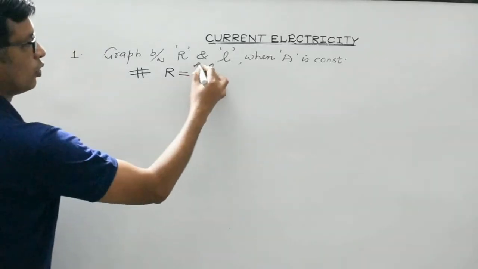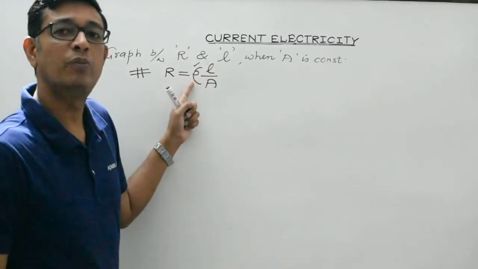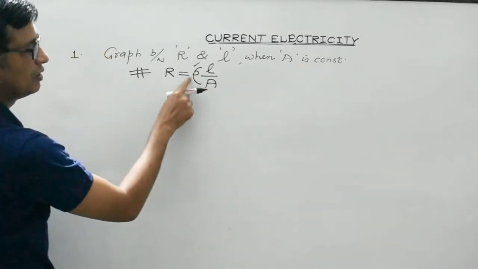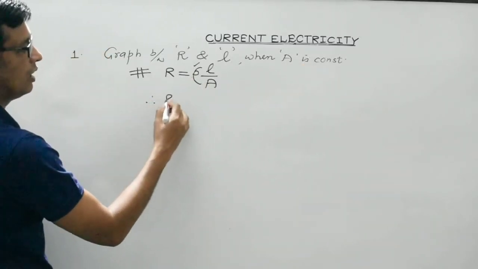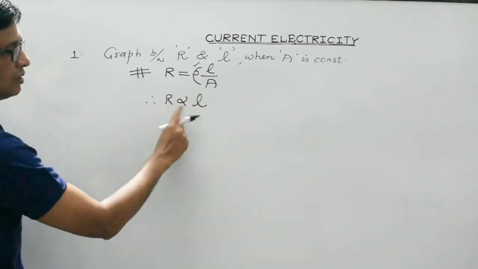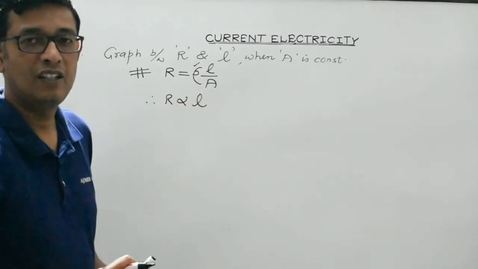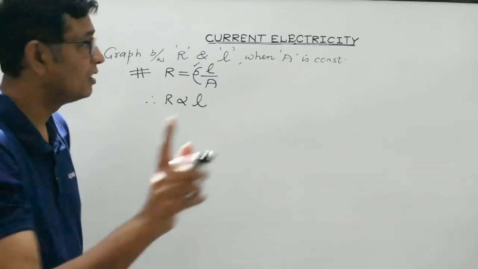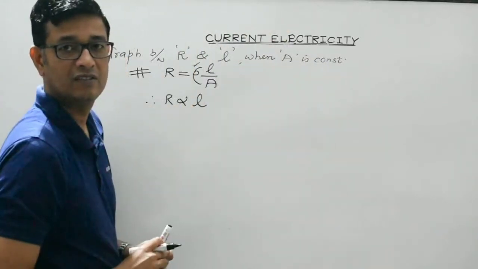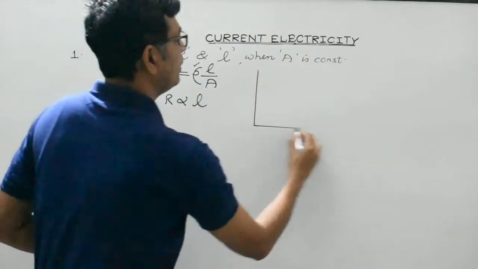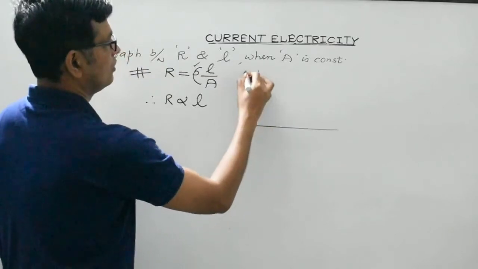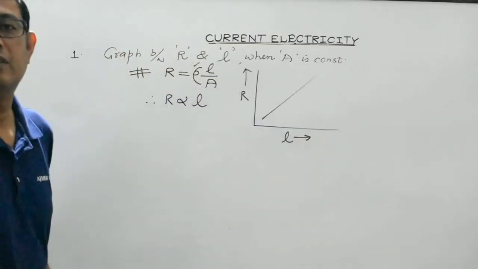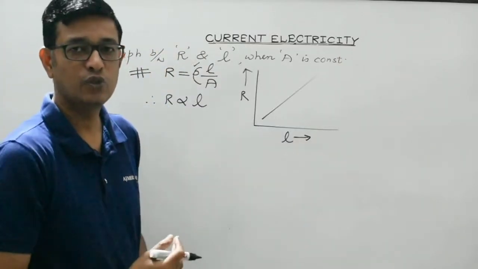So rho, you are aware, depends only upon the nature of material of the conductor. So it's a constant quantity, and in the question A is given to be constant. Since rho and A are constant, therefore R is directly proportional to L. That is, both these are linearly dependent. With the increase in the length, the resistance will also increase. So the graph would be, this is suppose R, and this represents the length of the conductor. It should be a straight line, right? This shows the linear dependency between these two.